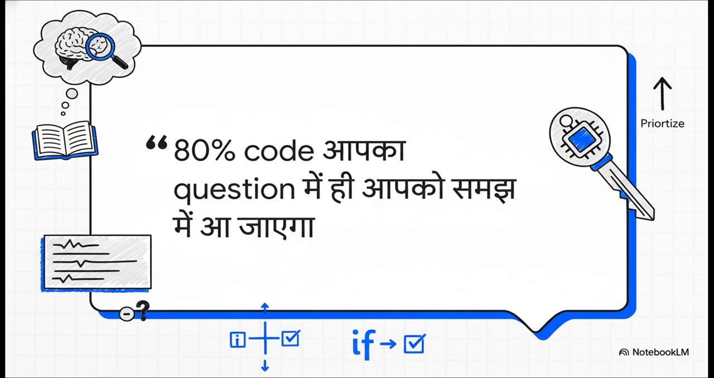When you see a description-based program, your eyes should light up. Why? Because if you just read the question carefully, like 80% of the code is right there in the question. They're not trying to hide the logic. They literally tell you, here's the input, here's what to do step by step, and here's what the output should look like. All you have to do is translate it from English to Java.